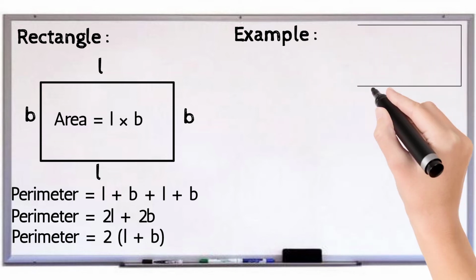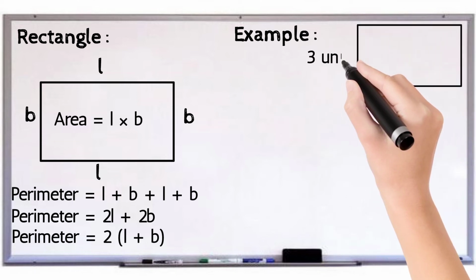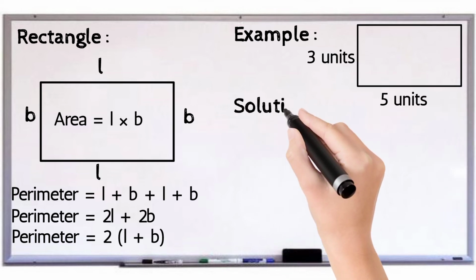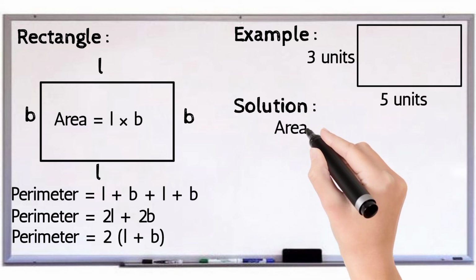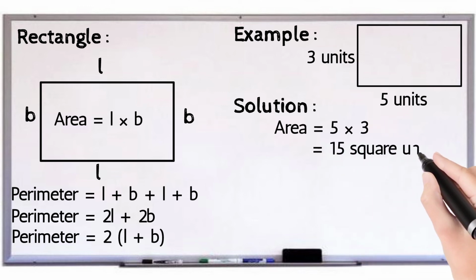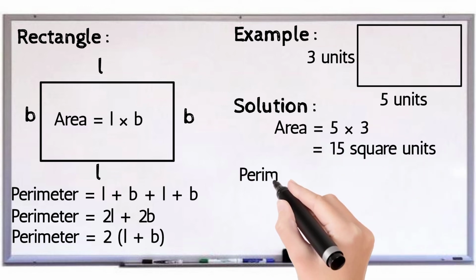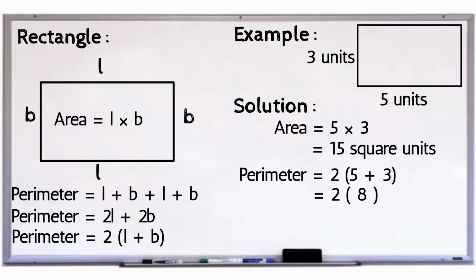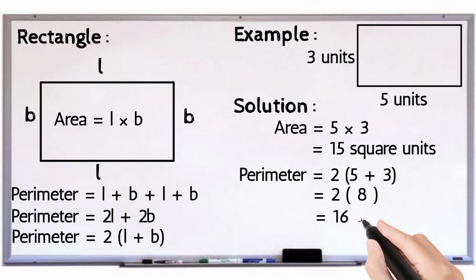Let us see an example. Consider a rectangle whose breadth is 3 units and length is 5 units. The area will be equal to 5 times 3, that is 15 square units, and the perimeter will be 2 times 5 plus 3, that is 2 times 8, and this is equal to 16 units.